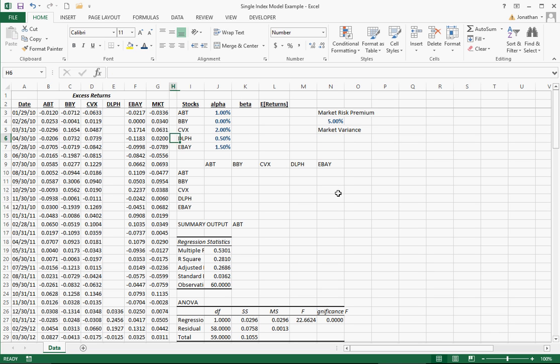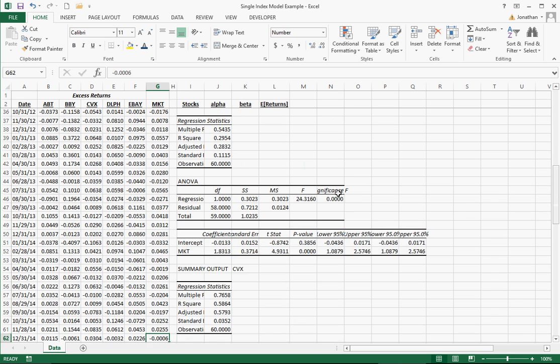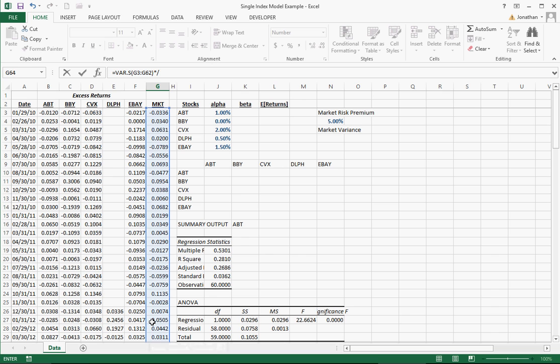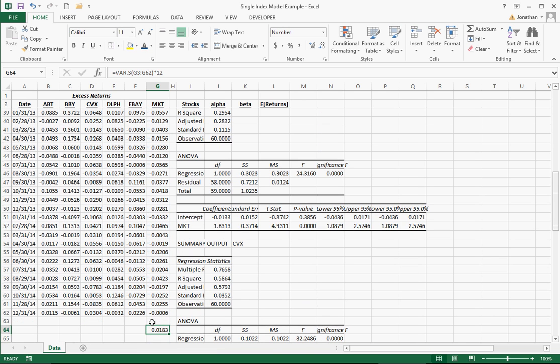Here's the market data. So the first way, I can come in here and I can say it's equal to the variance. I'm going to use the sample variance here for no particular reason other than I just choose to do it that way. Highlight all of it, multiply by 12. Not divide by 12, but multiply by 12. And remember that number, 0.0183.